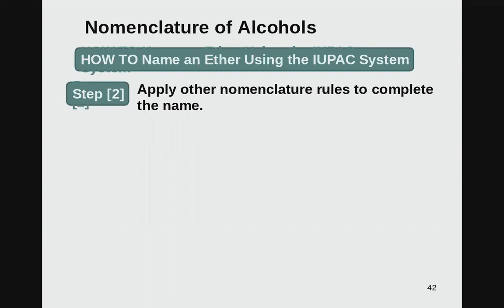So 4 tells us it's on the 4th carbon. Ethoxy tells us there's an oxygen bound to an ethyl group here, ethyl meaning 2 carbons. Octane telling us there is an 8 carbon chain.